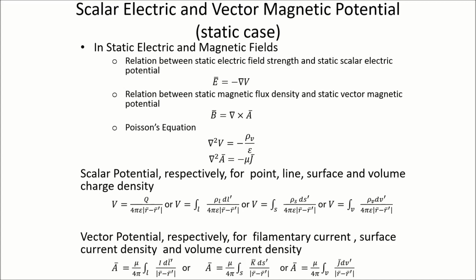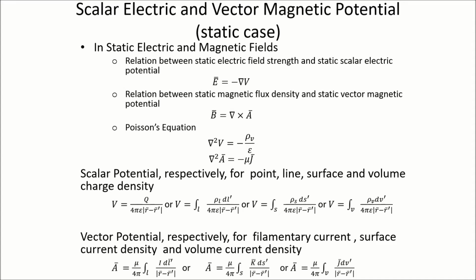By applying Gauss's law for a homogeneous isotropic field, we derived Poisson's equation for a static field as del square V is equal to negative rho V over epsilon, where epsilon is the medium electric permittivity, and del square vector A is equal to negative mu vector J, where mu is the medium's magnetic permeability.